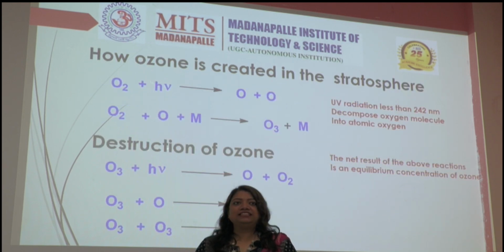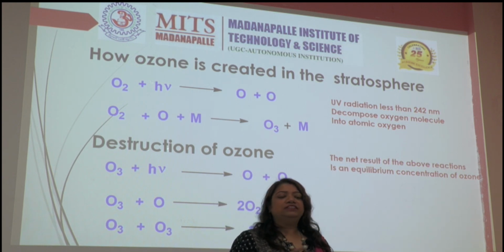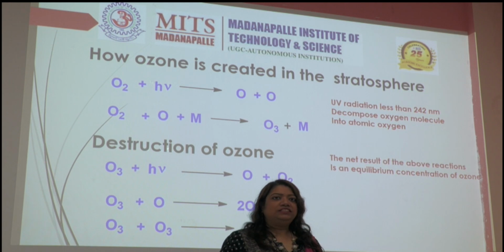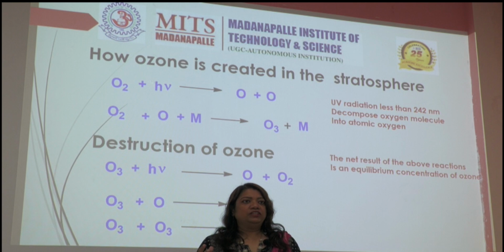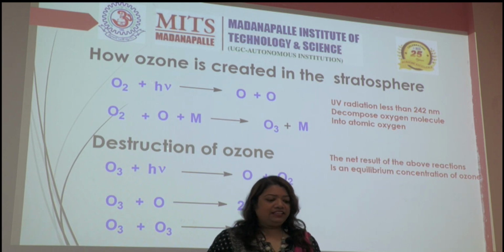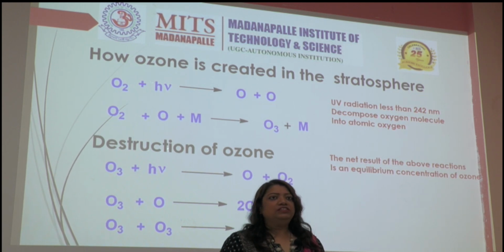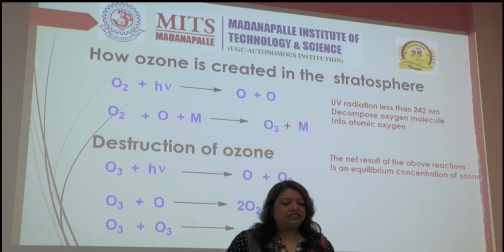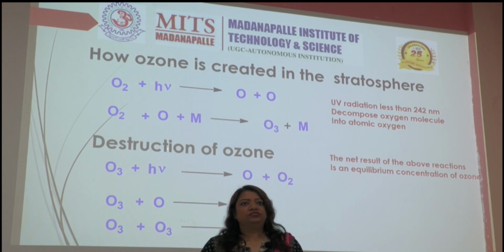Now, how is this ozone layer created? An oxygen molecule in the presence of UV light will be converted to oxygen atoms, and this oxygen atom will again combine with an oxygen molecule in the presence of a third body. A third body collision is needed for this reaction, and it will form an ozone molecule. In a similar fashion, ozone in the presence of sunlight will be decomposed to an oxygen atom and an oxygen molecule, and this oxygen atom will again combine with an ozone molecule to form oxygen, and two ozone molecules can also combine together to form oxygen.